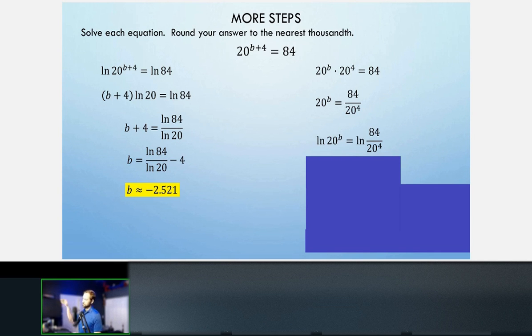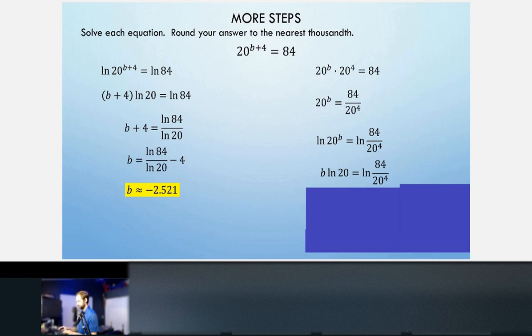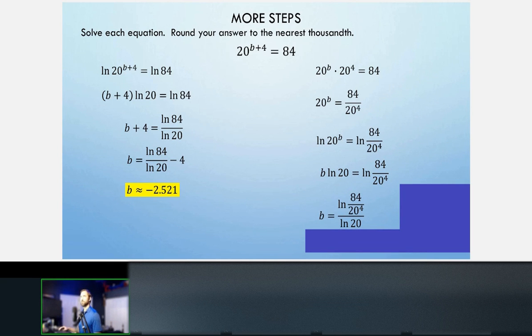Then the b moves in front. And then I can divide both sides by natural log of 20. By the way, for the natural log of this fraction here, if you want to put parentheses around it, like your calculator forces you to, we can. I just wrote that to the right to show it. But you don't have to have parentheses when you actually show your work, though it might help keep things organized.